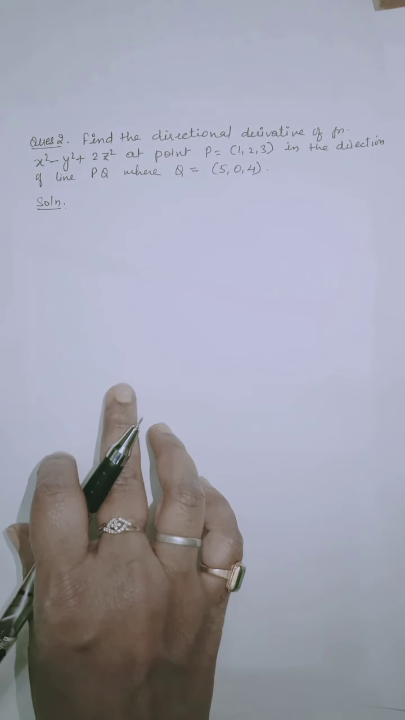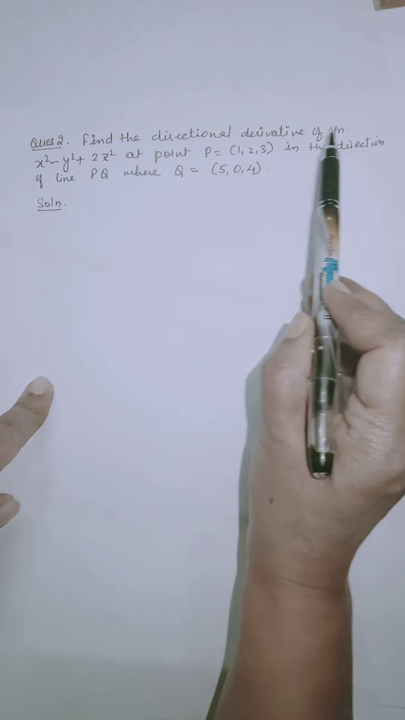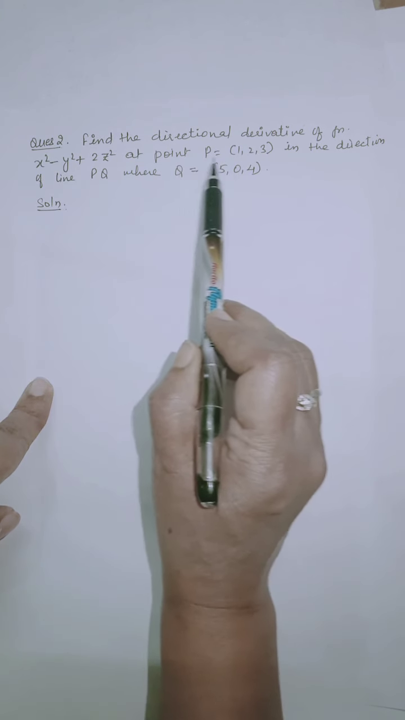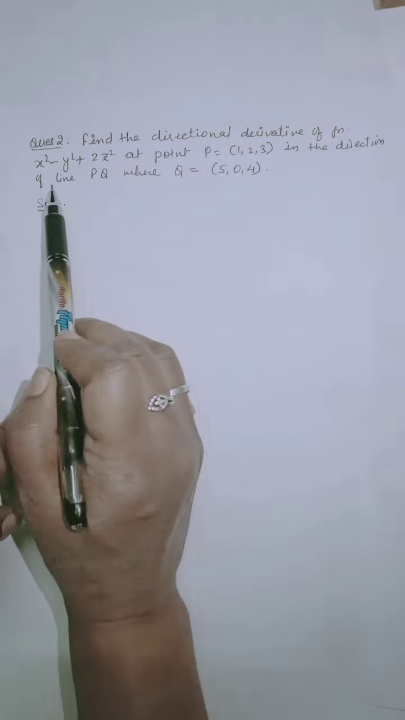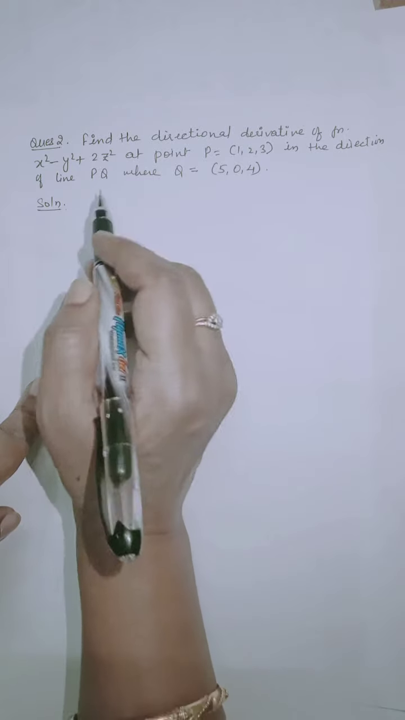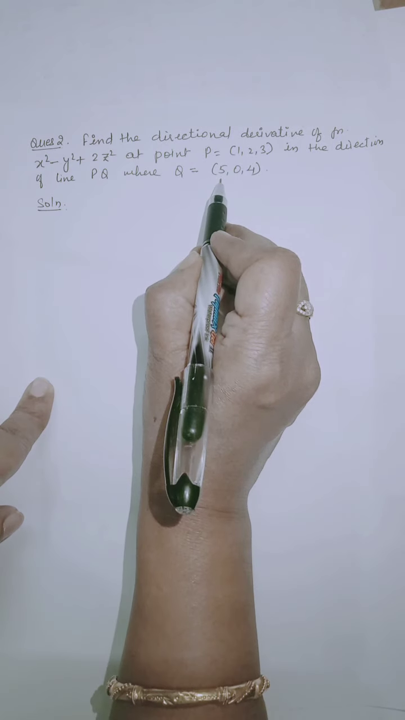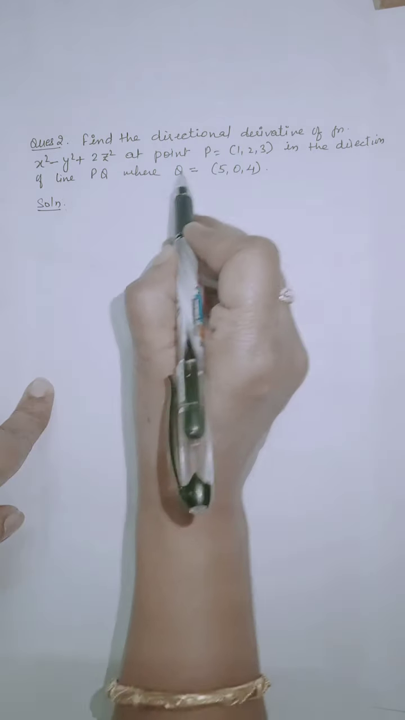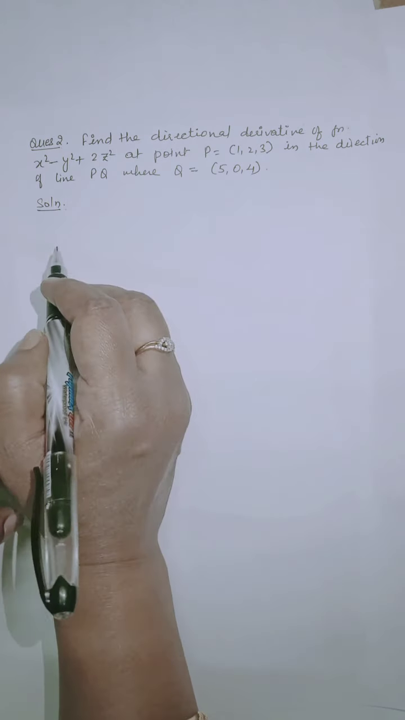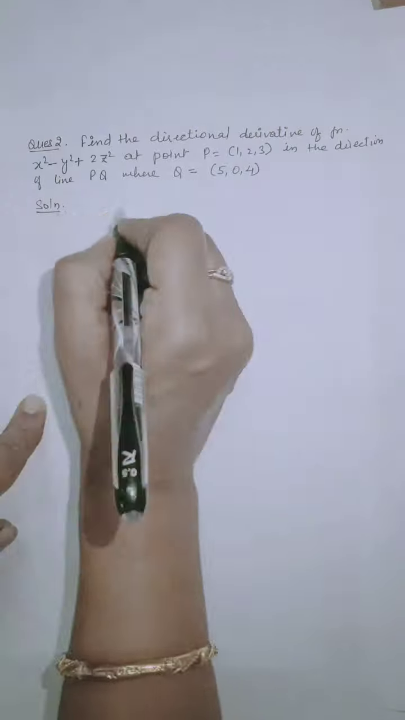So let us take our second problem for finding directional derivative. The problem says find the directional derivative of the function x square minus y square plus 2z square at the point P in the direction of line PQ where Q is this much, right? So let us start. So point P is given, point Q is given, so we can find the position vector of P, we can find the position vector of Q, and then we can find the vector along PQ, that is the position vector for the line PQ. So let's start.